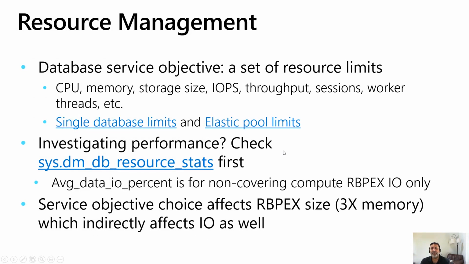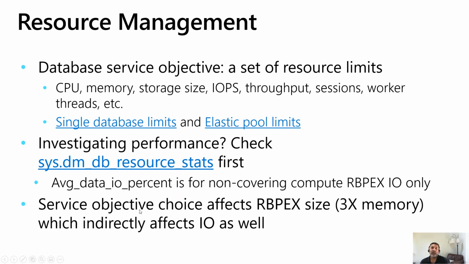The next thing from a performance perspective is resource management, right? So CPU: every database has a set of limits, and we document them in the single database limits or elastic pool limits articles. Hyperscale is only on single database at this point, right? So just be aware of the limits, and the starting point for any investigation on single DB starts with sys.dm_db_resource_stats.